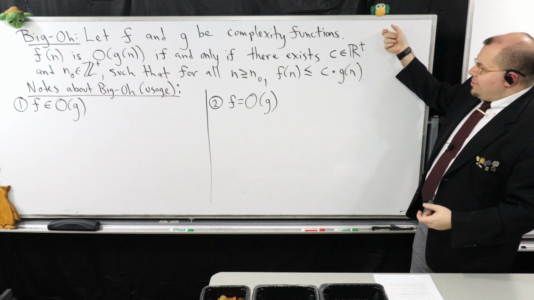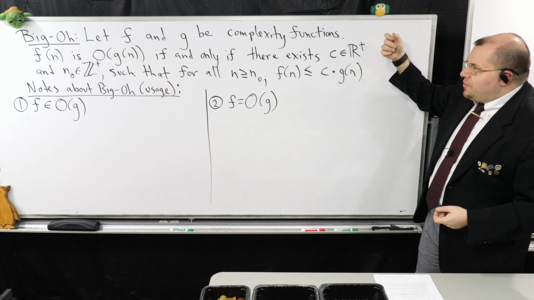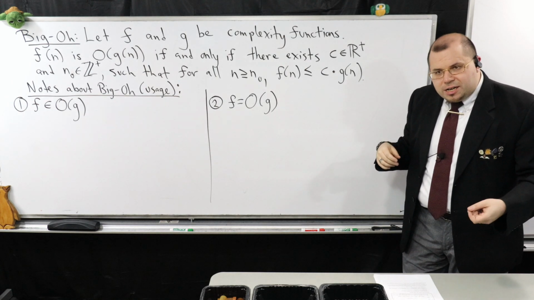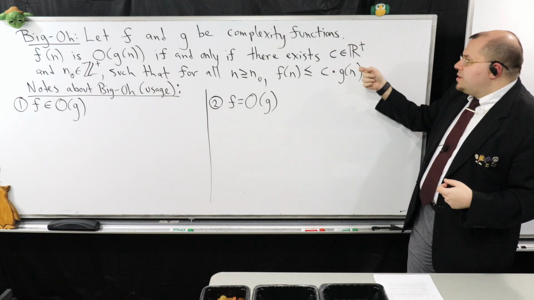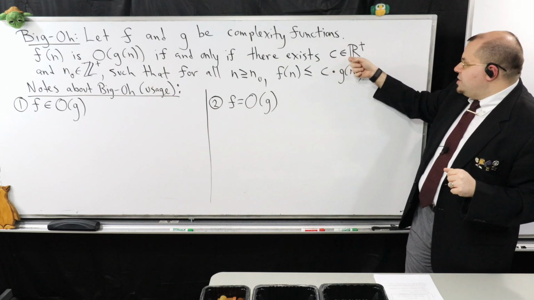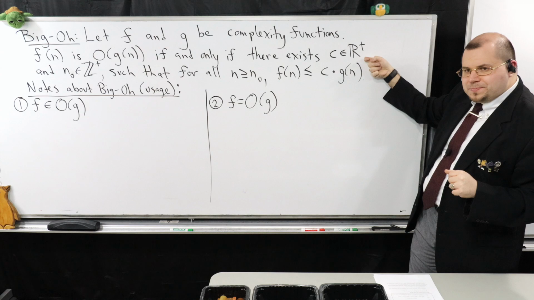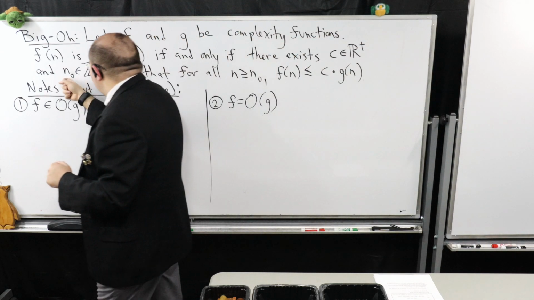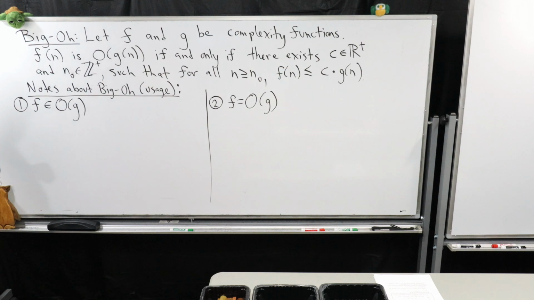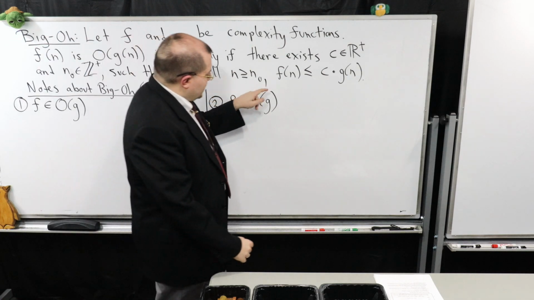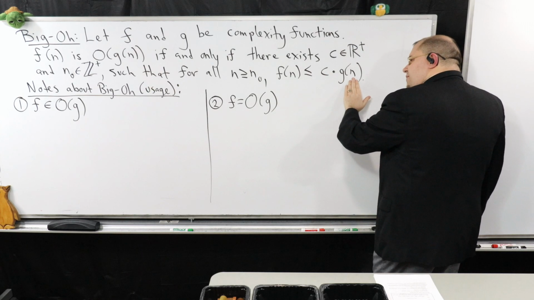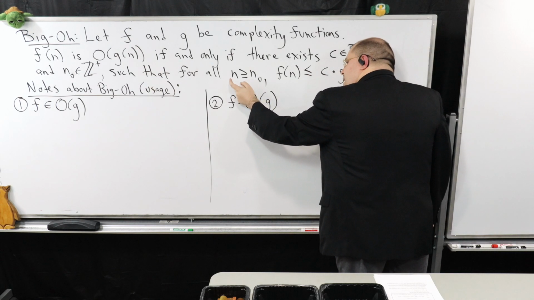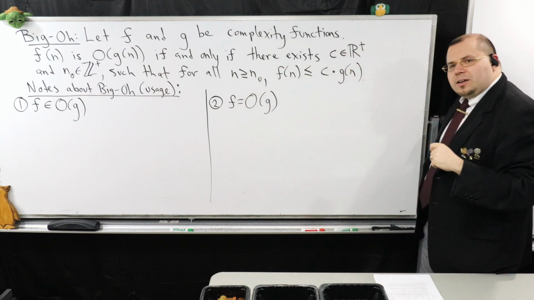Anyways, I want to reiterate this definition. If I give you two complexity functions, f and g, I'm going to tell you that f is big O of g if and only if there exist these two constants. There's c, which is a positive real number, and n0, which is a positive integer, such that this inequality holds: f of n is less than or equal to c times g of n. This has to hold for all n greater or equal to this n0.